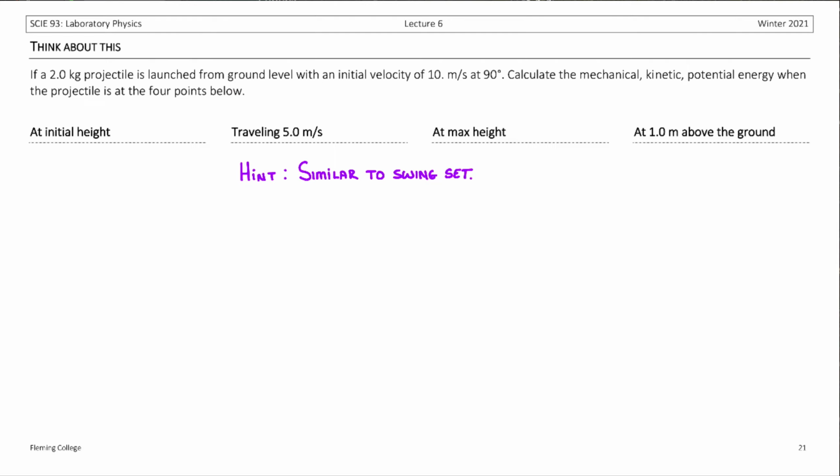If you've had trouble with the think about this problem, I'll give you one more hint. The mechanical energy is constant, which means for all 4 points, it is equal to 100 joules.